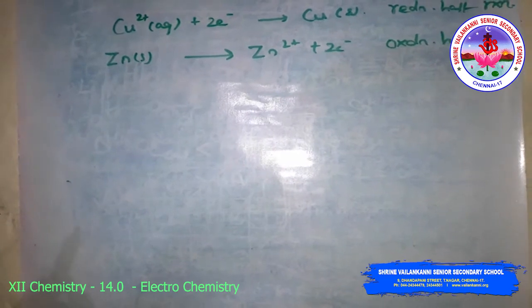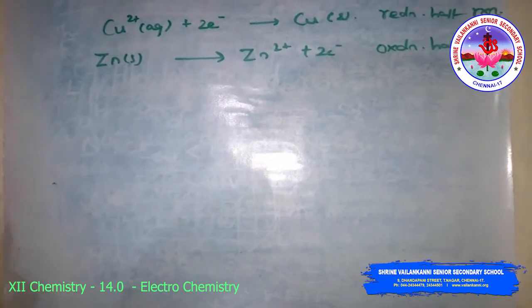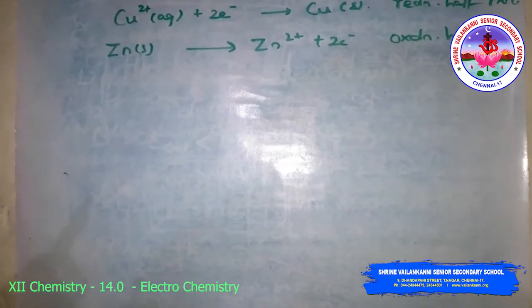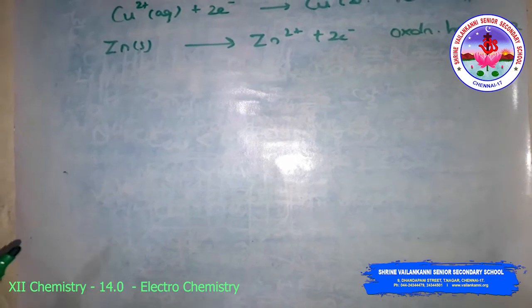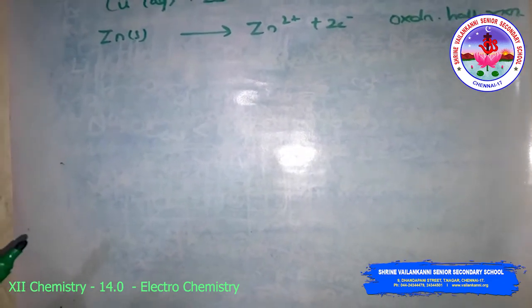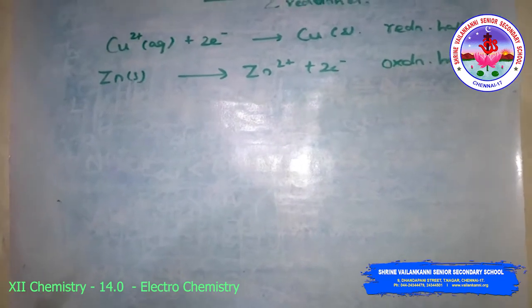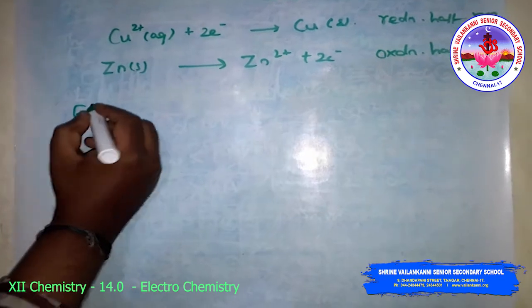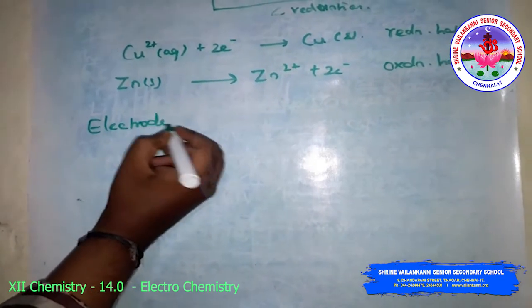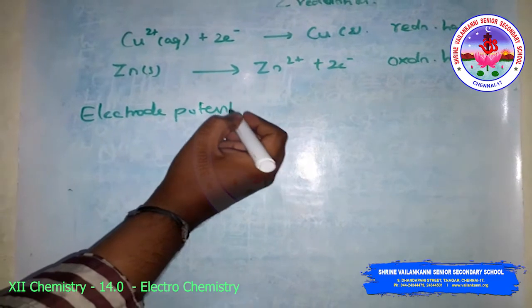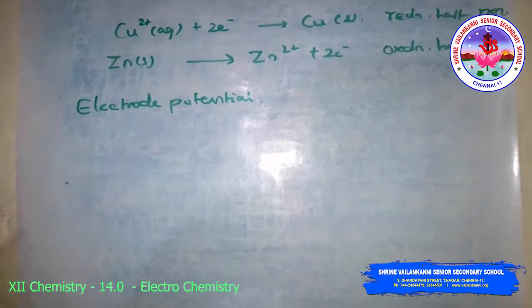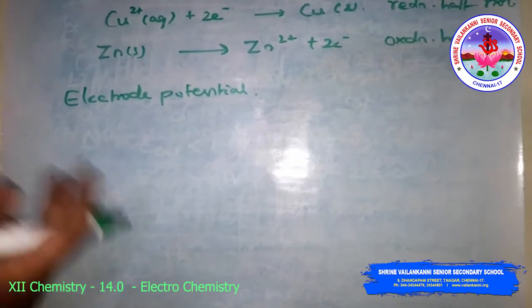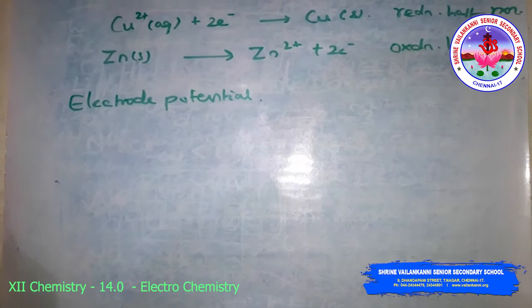At equilibrium, there is a separation of charge, and depending on the tendency of the two opposing reactions, the electrode may be positively or negatively charged with respect to the solution. The potential difference developed between the electrode and the electrolyte is called electrode potential. Electrode potential means the potential difference between the electrode and the electrolyte.